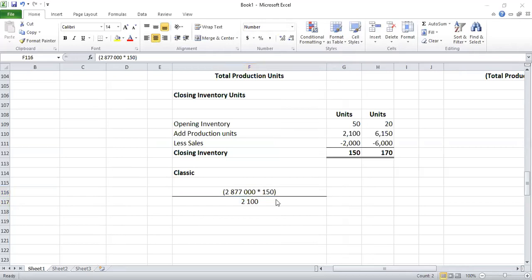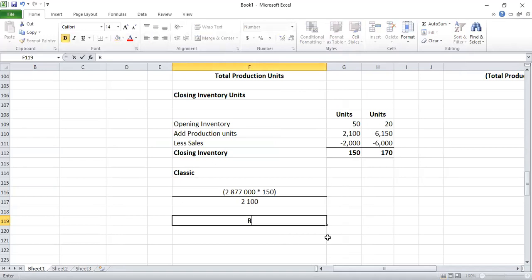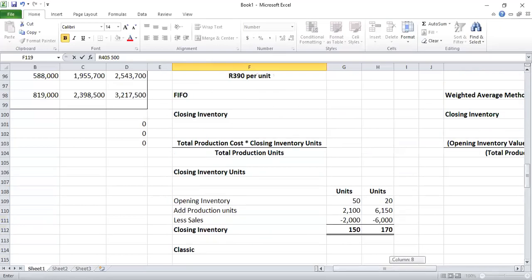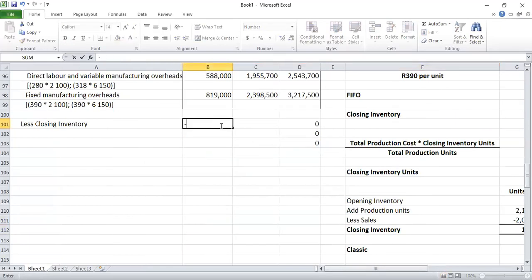What do we get? $205,500. So that will be our closing inventory here. It's 205, not 405, Eugene. Is that right?